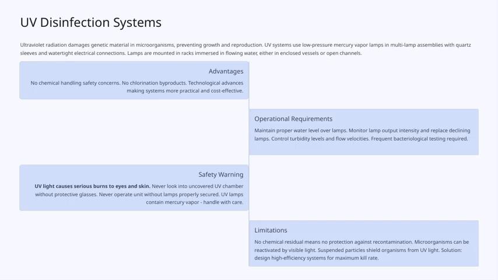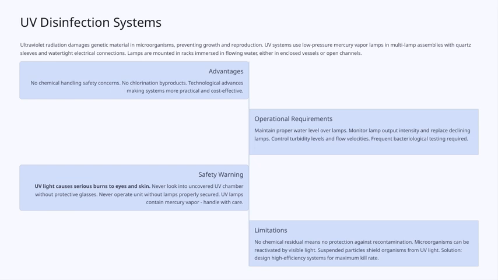To keep the system running effectively, it's important to maintain the proper water level over the lamps, ensuring they are fully immersed. Regularly monitoring the lamp output intensity is also crucial because lamps can decline in performance over time, and they need to be replaced when their effectiveness drops. Managing turbidity levels and flow velocities helps ensure the UV light penetrates the water properly, and frequent bacteriological testing confirms the system's ongoing disinfection performance.